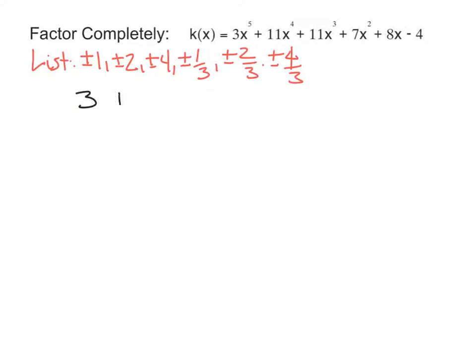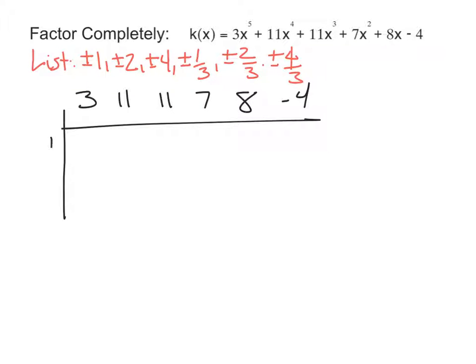So we'll take 3, 11, 11, 7, 8, and -4. And if we start with 1 and we bring down the 3, now we'll get 3 plus 11 is 14. 14 plus 11 is 25. 25 plus 7 is 32. 32 plus 8 is 40. And when we get down to the remainder, 40 minus 4 is 36. It's not going to be a 0. In fact, we probably could have seen that way back here.